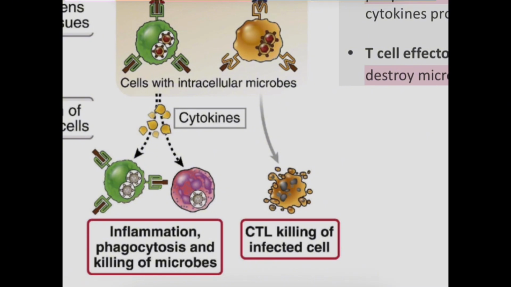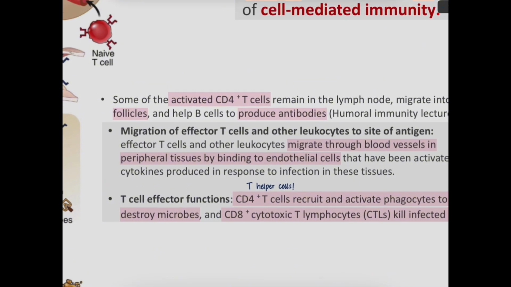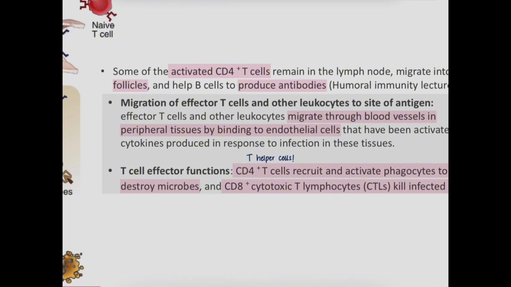Whereas our CD8 positive cells, which are our cytotoxic lymphocytes, are going to directly kill the infected cells. And over here we can see that some of the activated CD4 cells actually remain in the lymph node, and they're going to enter the lymphoid follicles and help B cells with the production of antibodies. Now, the migration through vessels in peripheral tissues is going to help them bind to the endothelial cells that have been activated by cytokines, and this is going to allow the lymphocytes to actually enter the site where the antigen is.